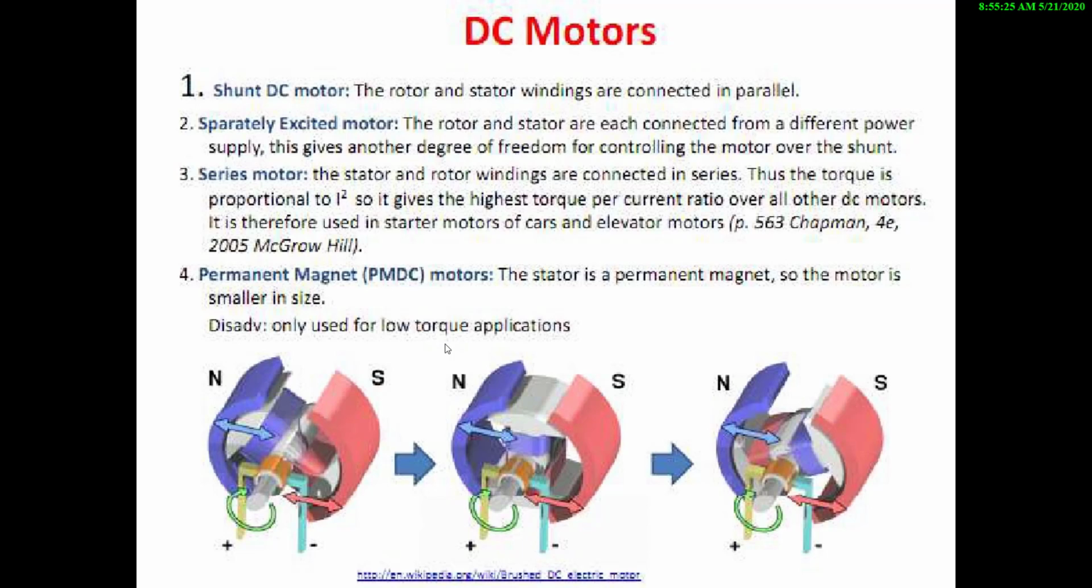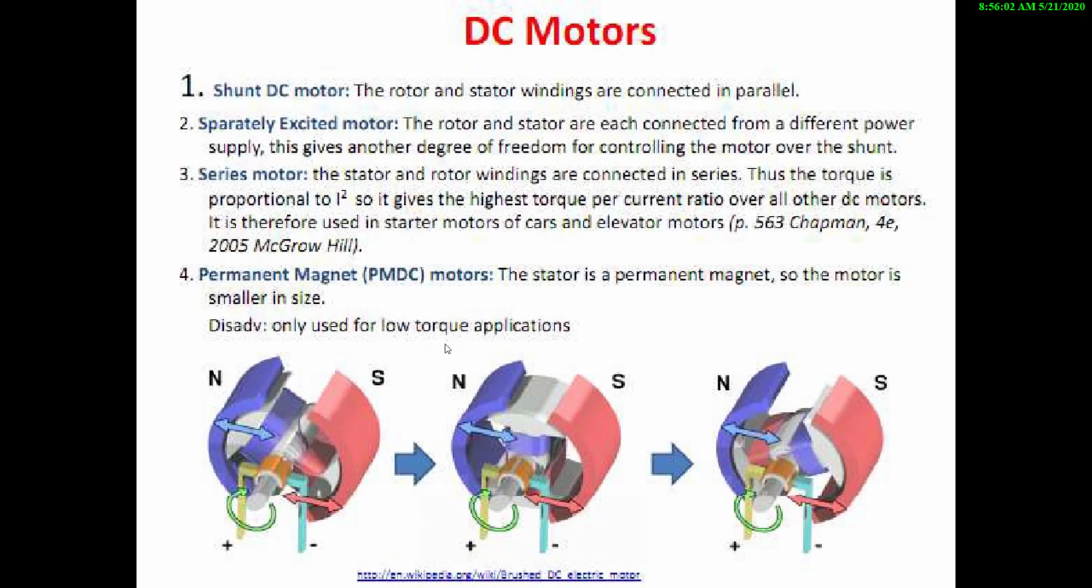in which the rotor and stator are each connected to a different power source, that is, the armature winding and field winding are excited with different supplies, and this gives another degree of freedom for controlling the motor over the shunt. The next one is the series motor. The stator and rotor windings are connected in series, so the torque is proportional to I squared, which gives the highest torque per current ratio of all the DC motors. It is used in applications such as car motors and elevator motors.